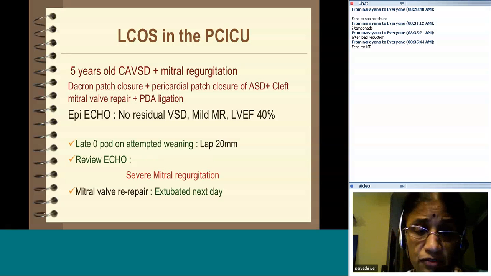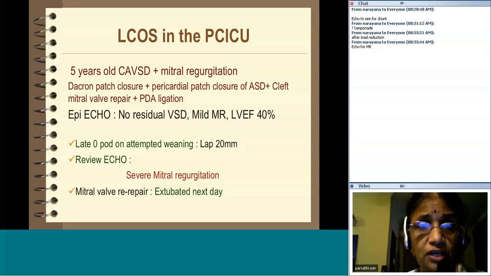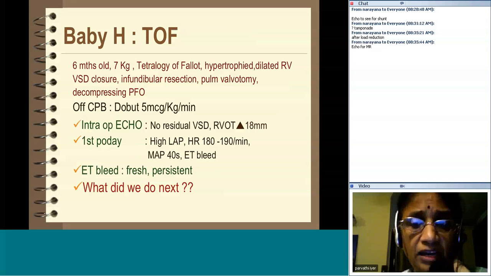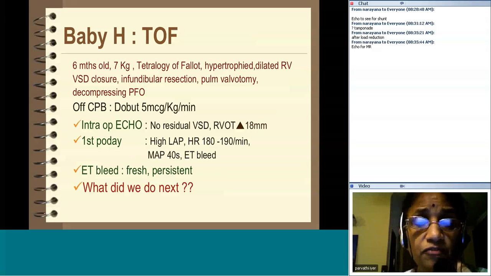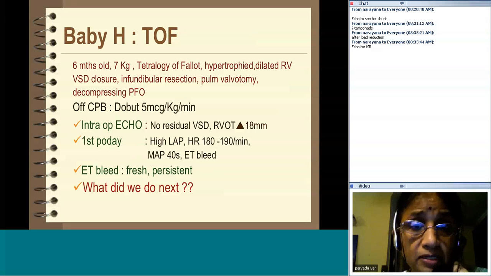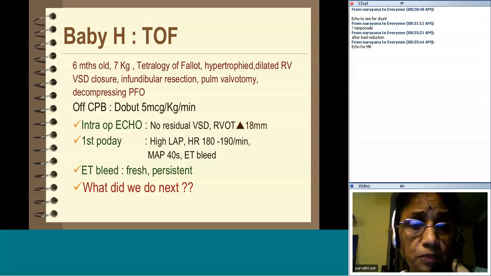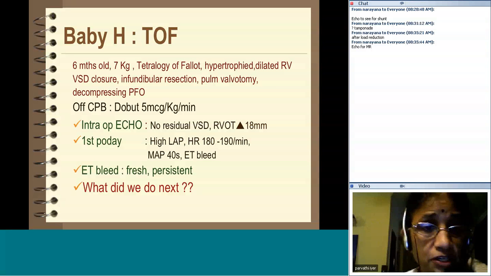Now let's look at tetralogy of Fallot. 6-month-old, 7-kilo tetralogy of Fallot, hypertrophy dilated right ventricle, underwent VSD closure, infundibular resection, pulmonary valvotomy, decompressive VSO. Separation from CPB was achieved on minimal doses of dobutamine. Intraoperative echo showed no residual VSD, RVOT gradient of 80. And the infant was doing quite well.